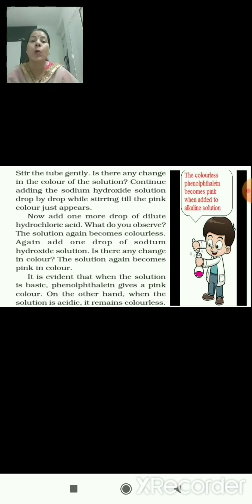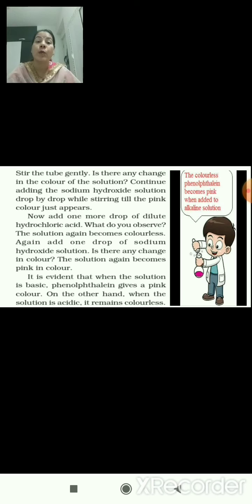Now add one more drop of dilute hydrochloric acid into it. What will you observe now? You will see that slowly that pink color will get faint. The solution again becomes colorless when you add more drops of HCl into this test tube.